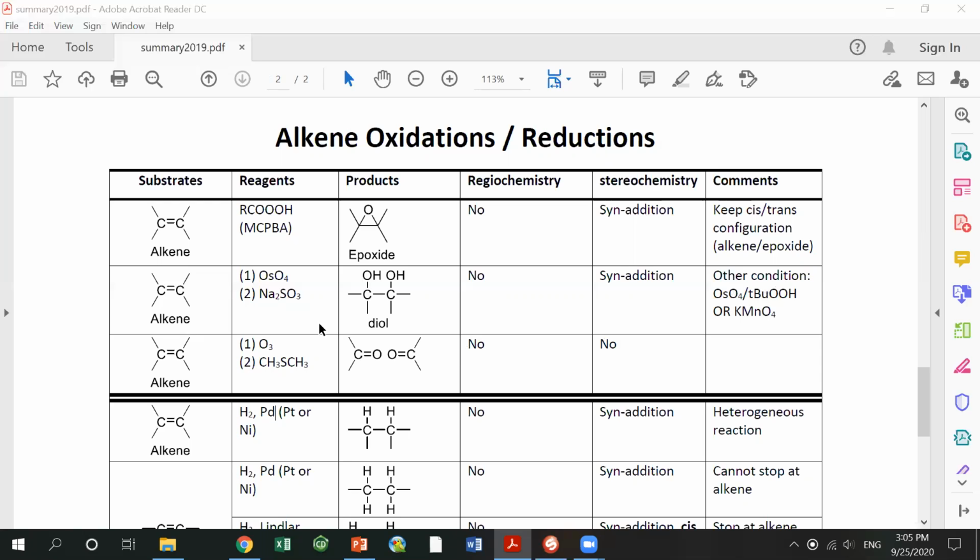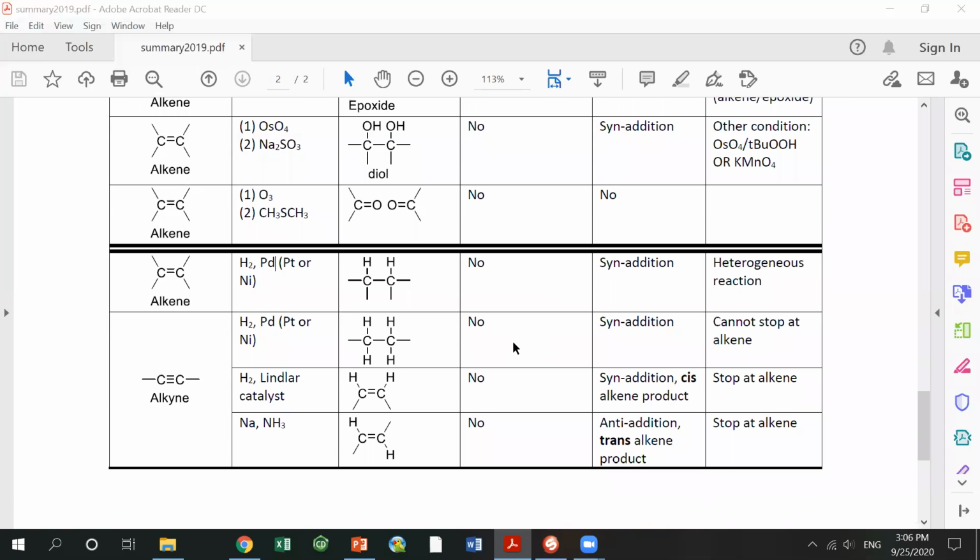Right, and for these two reactions, epoxidation and hydroxylation, both are single addition products. And then the last oxidation reaction is ozonolysis, where we use ozone and then CH3SCH3, so that cleaves the C=C bond into two C=O bonds, so keep that in mind, okay. Right, and then we learned some reduction reactions, okay. The first one is catalytic hydrogenation of an alkene, so this one is a single addition, keep in mind, okay.